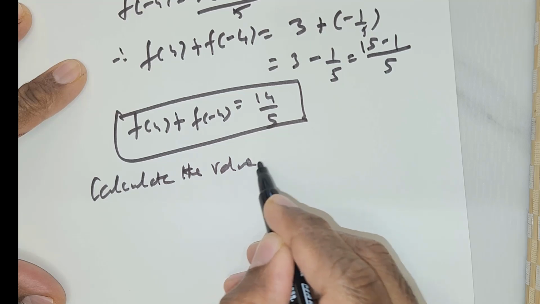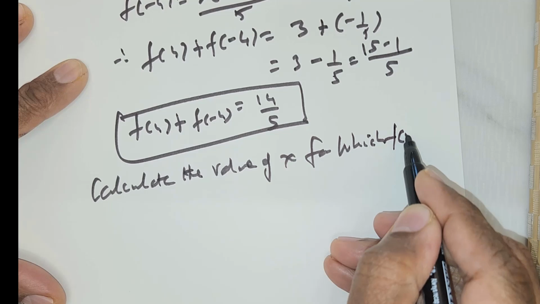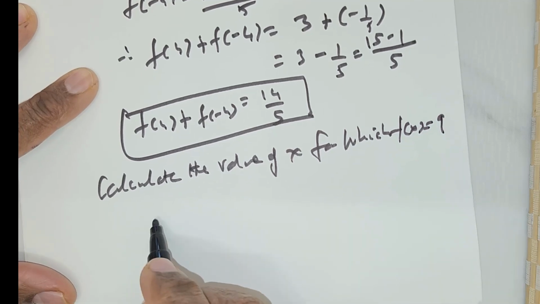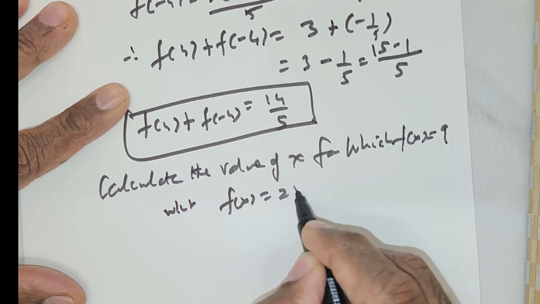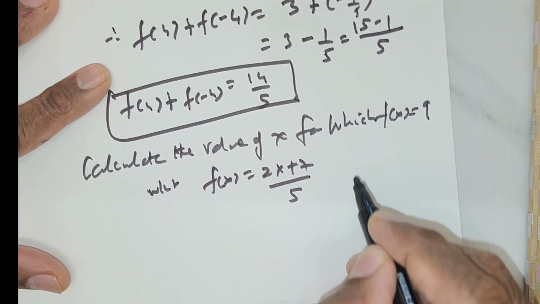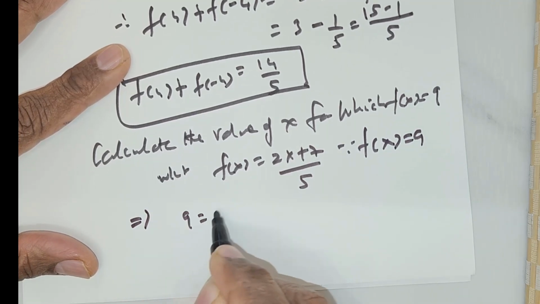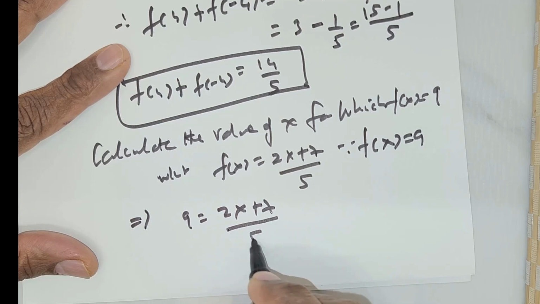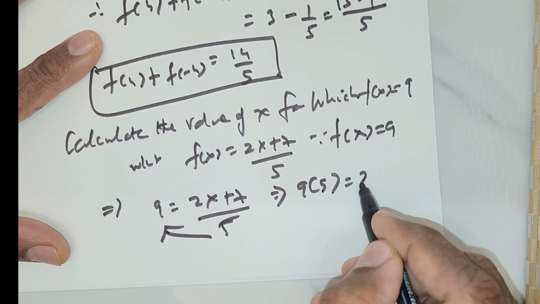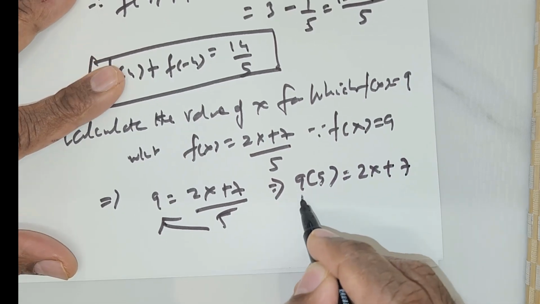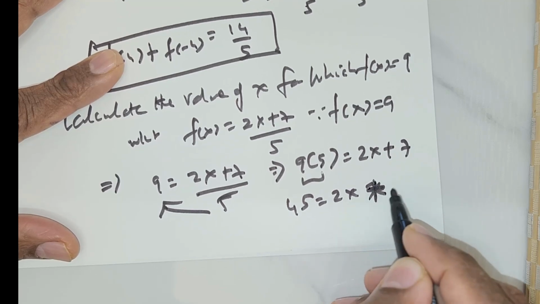the value of x for which f of x is equal to 9. Now what do we know? We know f of x is equal to (2x + 7) over 5. Now since f of x is equal to 9, this means 9 is equal to (2x + 7) over 5. You cross multiply, you get 9 multiplied with 5 is equal to 2x + 7. 9 5s are 45 is equal to 2x + 7.